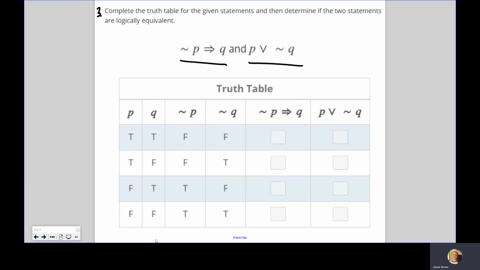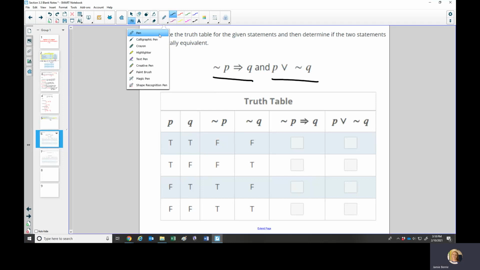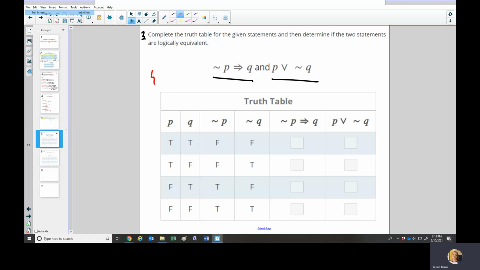I don't know why it doesn't want my pen to pop back up. Let me try it this way. It did this to me earlier and I had to start the whole video over. I don't want to do that again. Let's see if I can figure this out. Okay, let's see if it'll work.